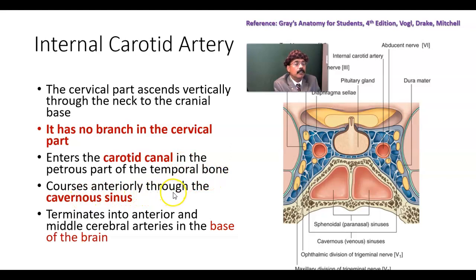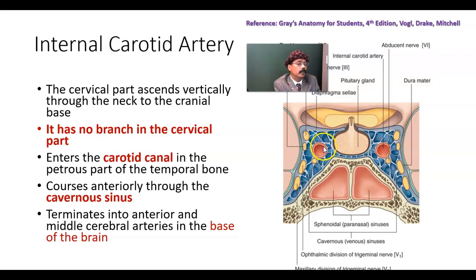It courses anteriorly through the cavernous sinus. So this is the cavernous sinus. We have a lot of venous spaces lined by endothelial cells. The artery passes through these spaces, but the arterial blood is separated from the venous blood by the endothelial layer. So in a healthy person, arterial blood is separated from the venous blood.